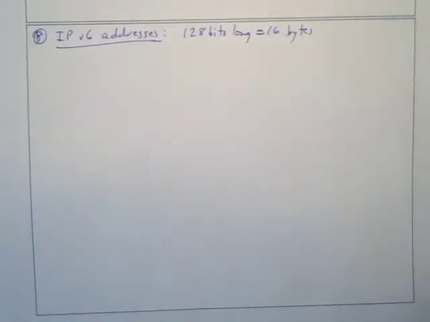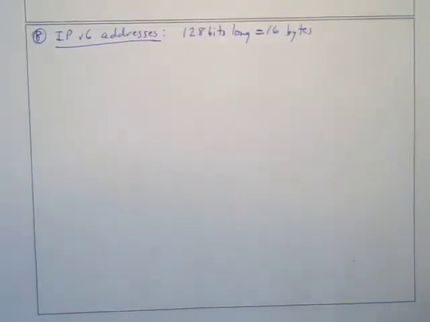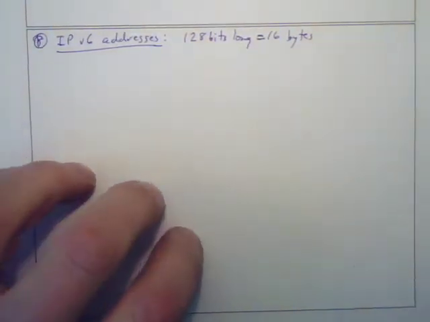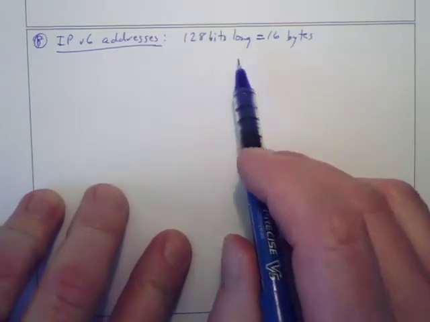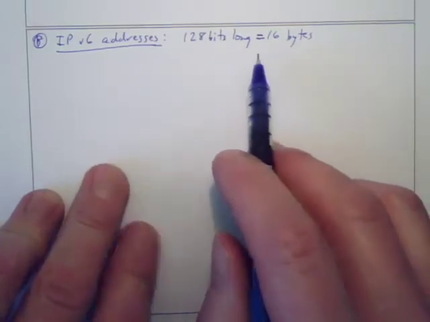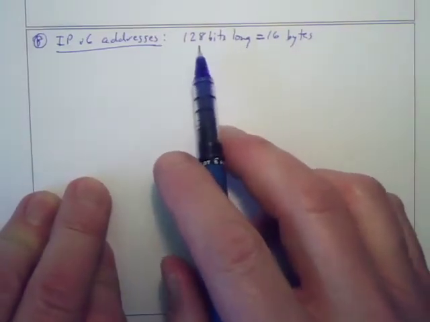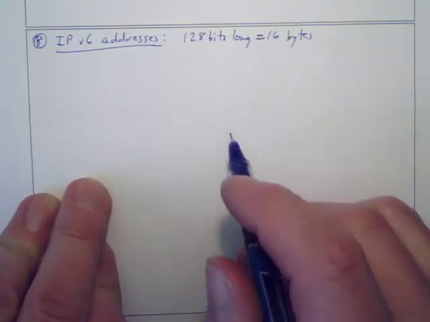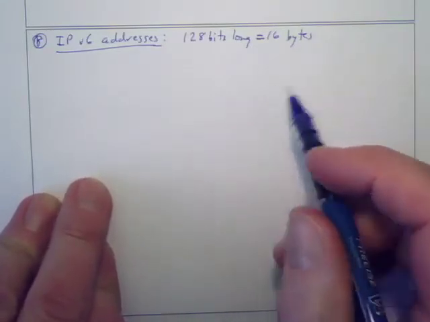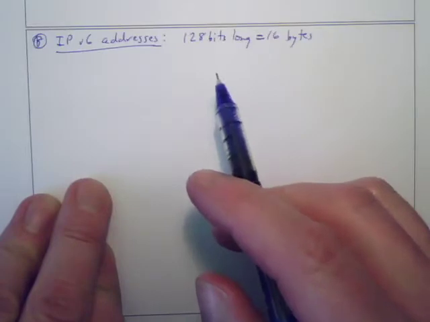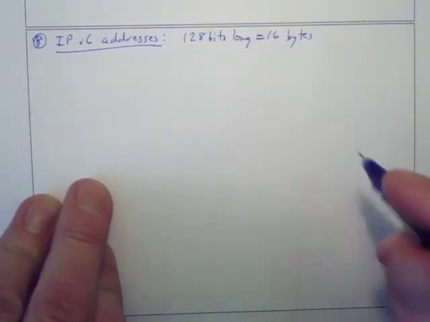Okay, here's example problem 8 from homework number 2. And this one is talking about IPv6 addresses and trying to make the point just how many there are. It's 128 bits or 16 bytes long. And it asks about changing your IP address 10 times per second.